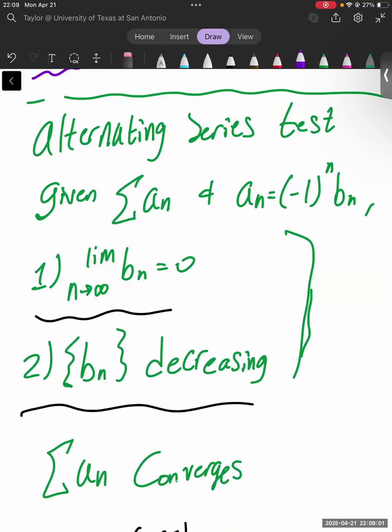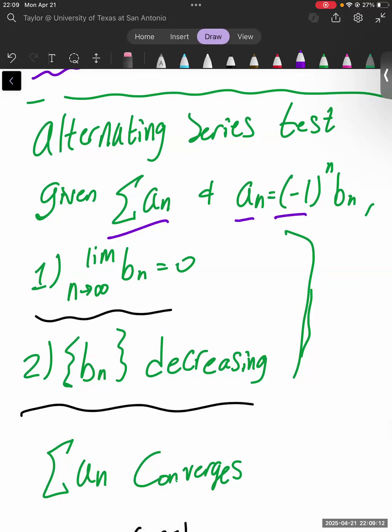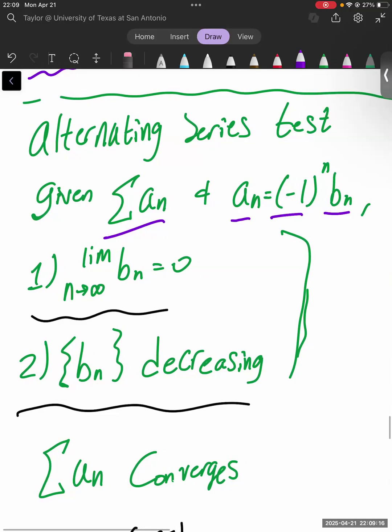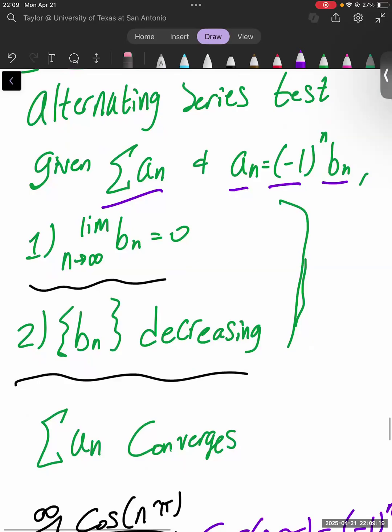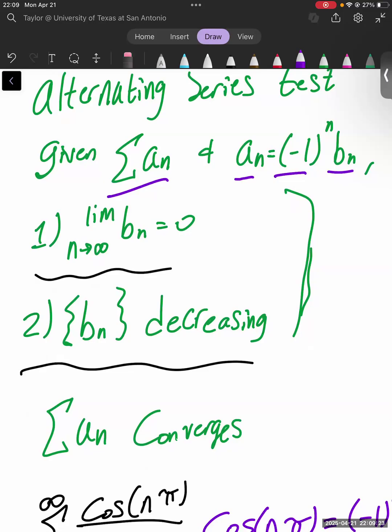So the alternating series test. Given the series a sub n, where a sub n is equal to -1 to the n times bn, there are two conditions that are put on bn to determine whether or not our series converges. The first condition is that the limit as n approaches infinity of b sub n equals 0, and bn should be a decreasing sequence.